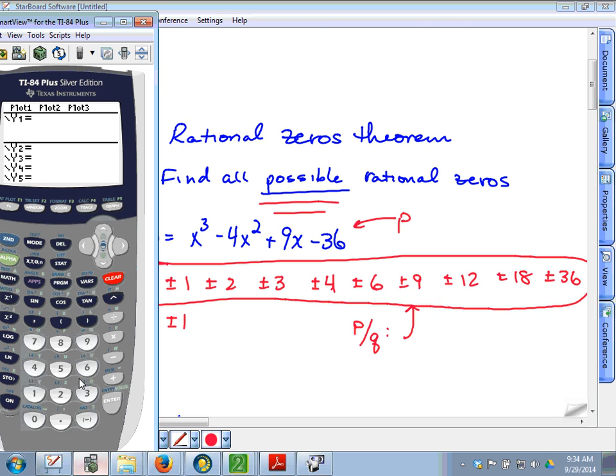I shouldn't have to show you this. You guys do it. And then tell me which ones work. Go ahead and give it a try. Graph it on your calculator, find x-intercepts, and then actually verify that they work by hitting trace and making sure.